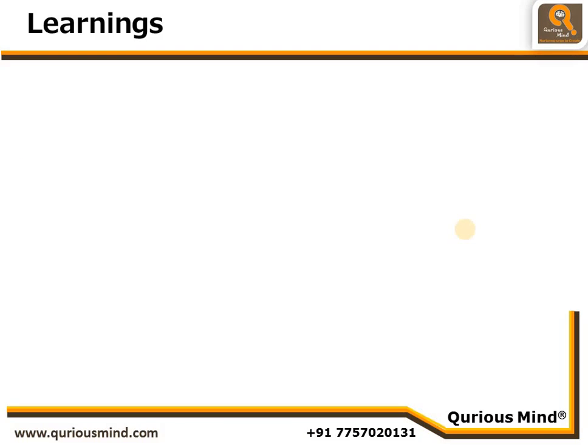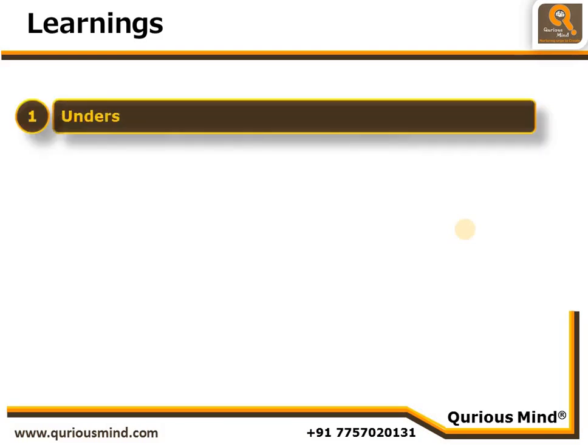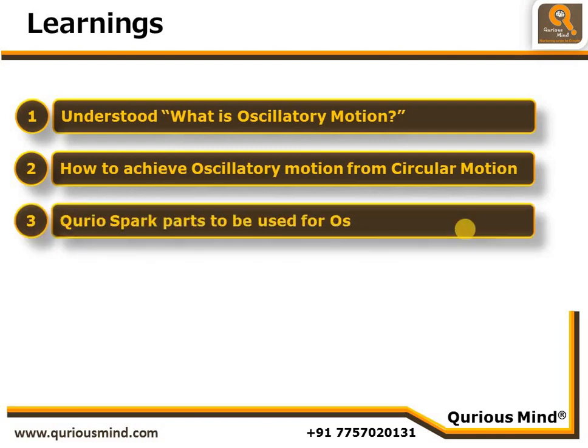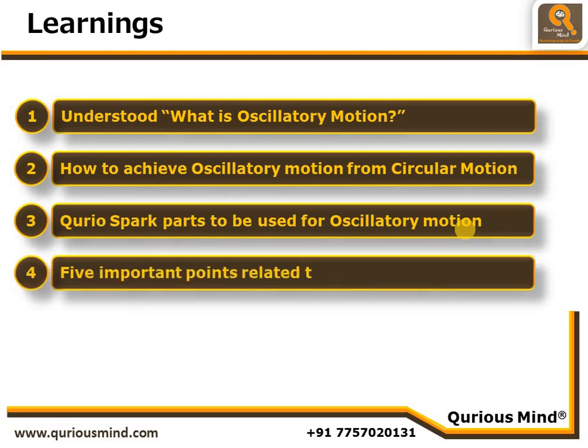So in this video we have understood what is oscillatory motion. We have seen how to achieve oscillatory motion from circular motion. We also saw which CurioSpark parts are used to get the oscillatory motion. And finally, we have compiled our understanding into 5 important points.